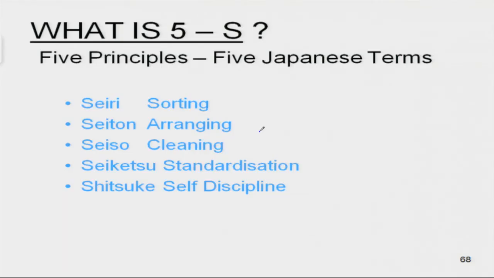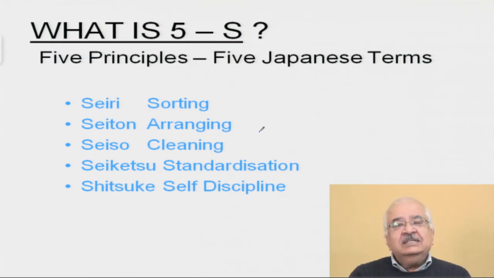So, we have talked about why 5S is important. Now, we'll talk briefly about what we mean by 5S. Actually, the thing that I should mention is that there is no such thing as 5S, because the way in which people say 5S, it seems like it is one thing. 5S is not one thing. 5S is 5 different S's, which are 5 principles of housekeeping, and the S's are the 5 Japanese terms.